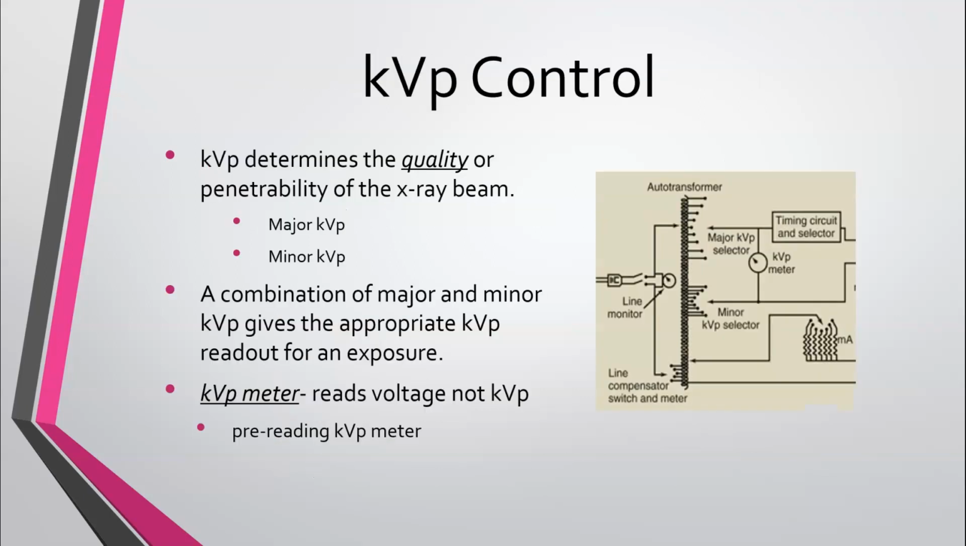Okay, so KVP control determines the quality or the penetrability of the beam. So there's minor and major. So here we got the major and the minor. A combination of major and minor KVP gives the appropriate KVP readout for the exposure. There's a KVP meter that reads the voltage, not the kilovoltage. So it's a pre-read of your KVP meter.